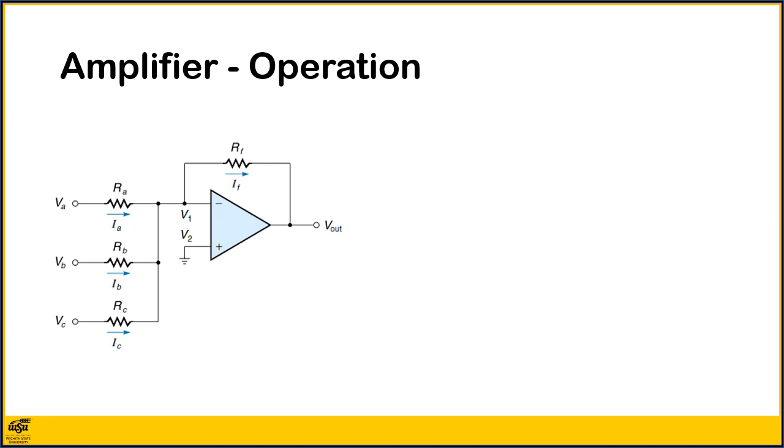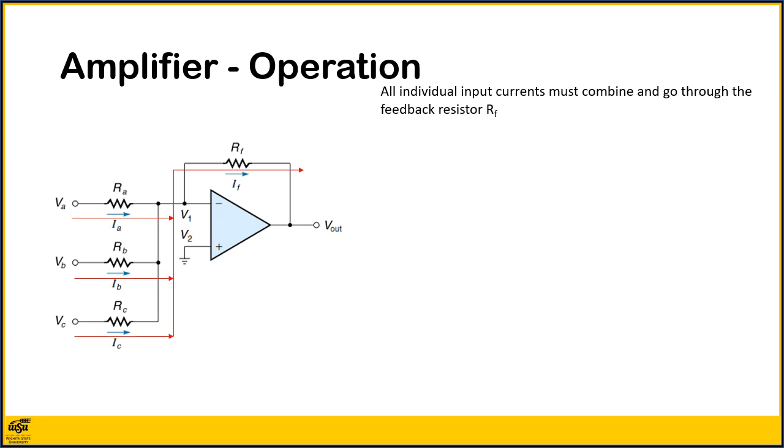An explanation of how the summing amplifier works. Because the op-amp input draws no current, all individual input currents must combine and go through the feedback resistor RF. So IF equals IA plus IB plus IC.